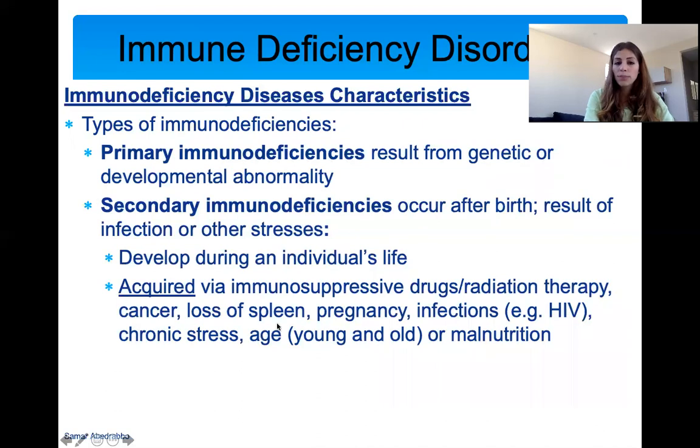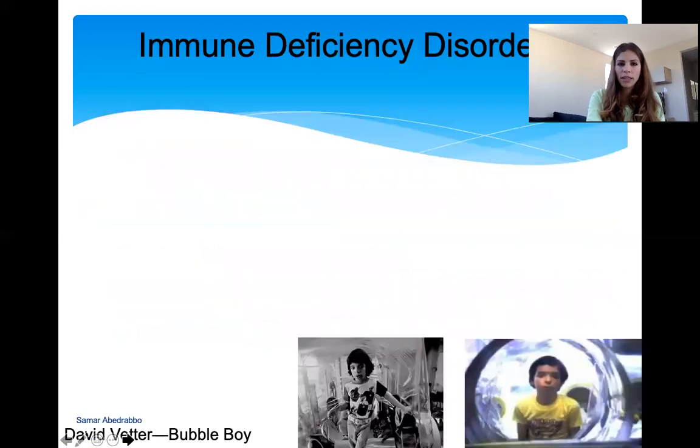If you lose your spleen, for example, remember the spleen is part of the lymphatic system. It's a lymphatic organ. And with lymphatic organs and the lymph, we see a lot of lymphocytes, so B cells and T cells. So if you lose that, that is a secondary immunodeficiency. Pregnancy makes you immunodeficient as well. Infections such as HIV lead to AIDS. So just know that the main thing is primary immunodeficiency, you're born with it. Secondary immunodeficiencies are a result of something that happens in your lifetime.